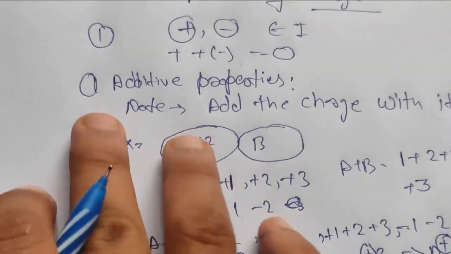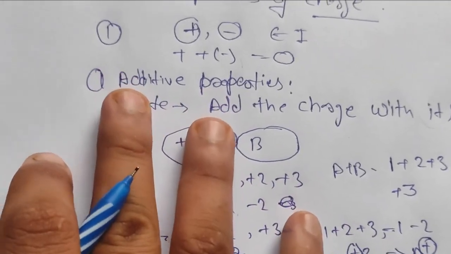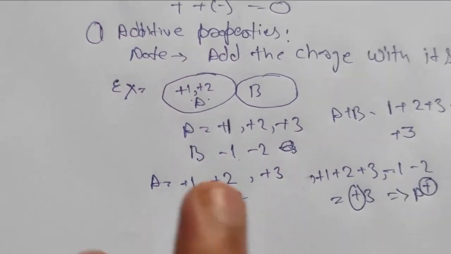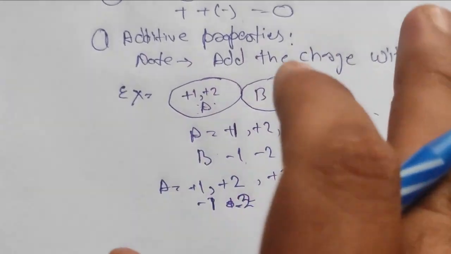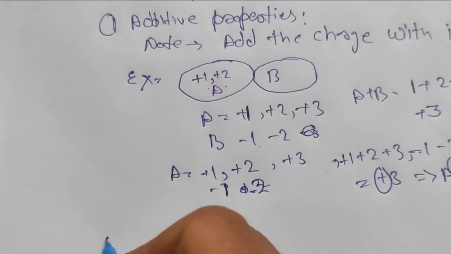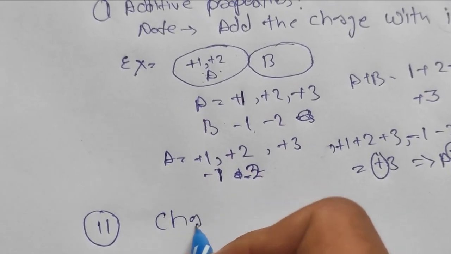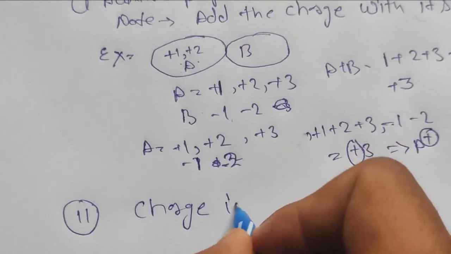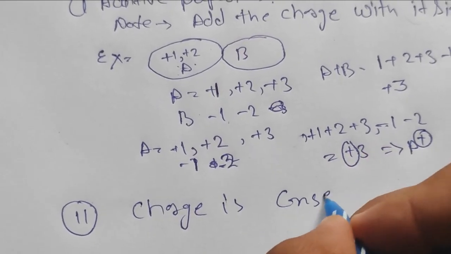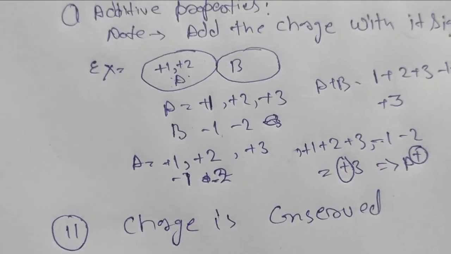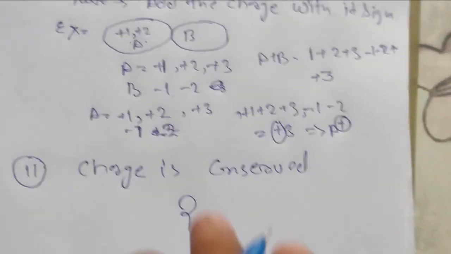So this is the first property, the additive property: charge is additive, but with its individual signs. The next property is that charge is conserved, and how that works we will see in the next class.